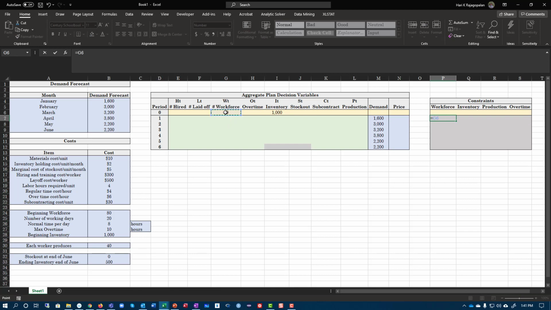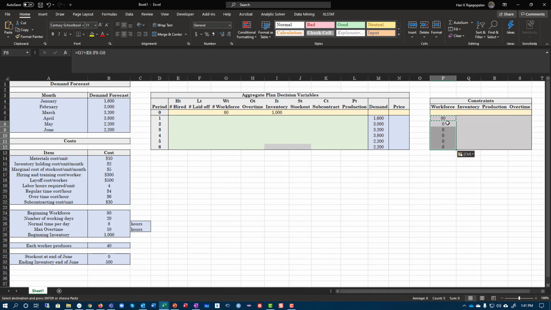So let's do this: your beginning workforce plus how much you're hiring minus how much you laid off minus the number of workers you currently have. Now this value has to be equal to 0. Once you've set this up, you can copy this and paste it down here. All these values have to be equal to 0, so let's put a little note here: this has to be equal to 0. So we know what we need to do when we go to the Analytics Solver.